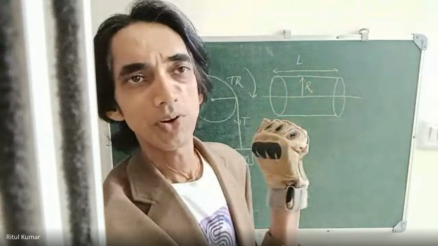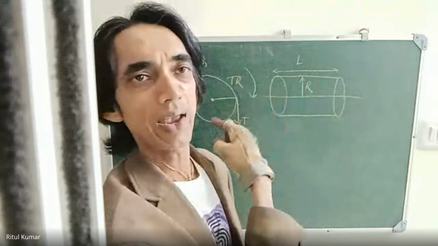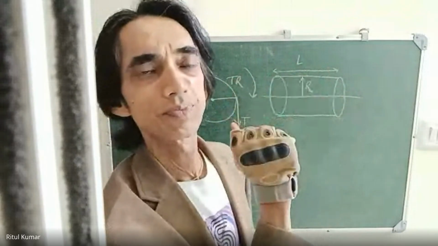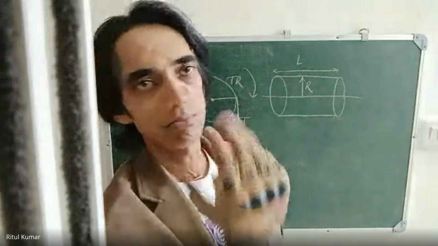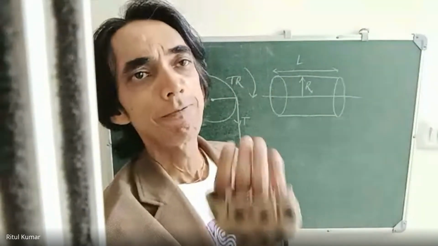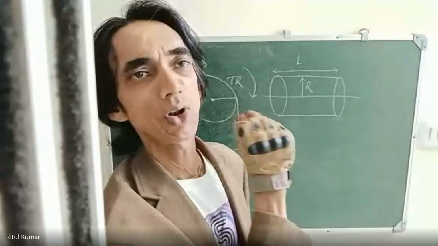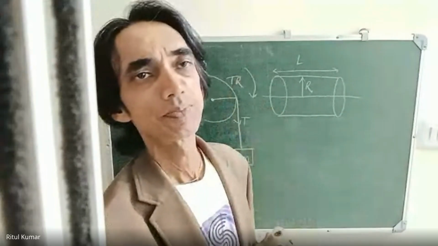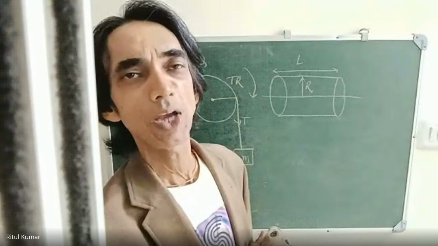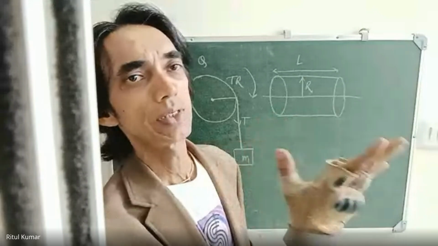If B field into the board is increasing, then B field linking with this area of solenoid is increasing, which boils down to flux linking with this solenoid increasing with time. All of you get that on the page? Yes, sir. So flux linking with this solenoid is increasing with time.